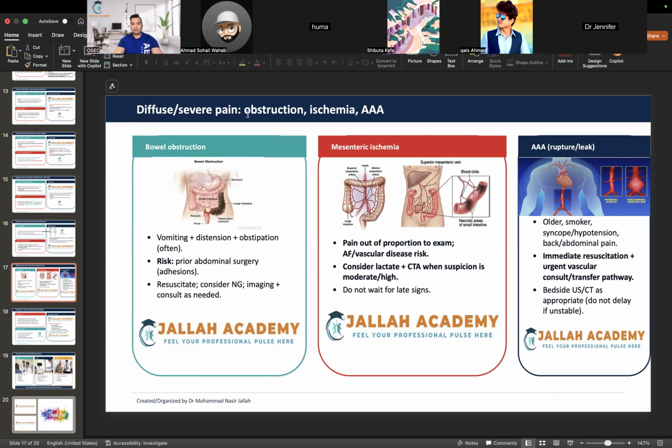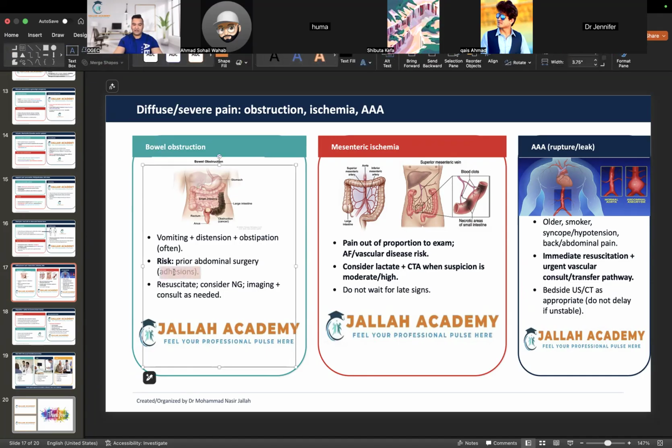So diffuse severe pain: obstruction, ischemia, and abdominal aortic aneurysm. Diffuse is usually the peritonitis, right? Vomiting, distension, obstipation, risk prior abdominal surgery, adhesion, so bowel obstruction. Usually, if they want to test you, trust me, whether you do the MCQ or NAC OSCE, they test you on adhesion.